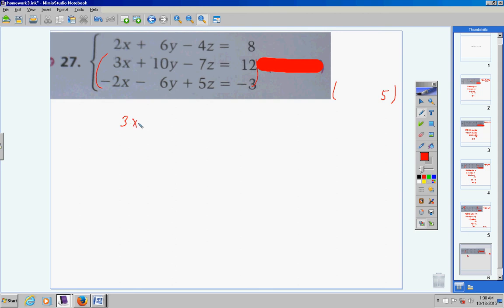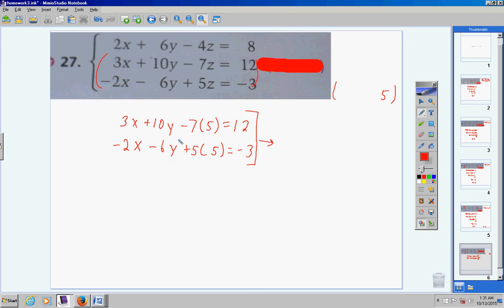I have 3x, positive 10y, negative 7z equals 12. Alright? Then take your bottom equation, negative 2x, negative 6y, positive 5z, and then for the z right here, I'm going to substitute 5. Now, why would I do that? Because my z's are gone. This is going to leave me with two equations that have x's and y's. Come on, guys, think about it. If I'm able to come out of this with two equations with x's and y's, I know how to solve that.